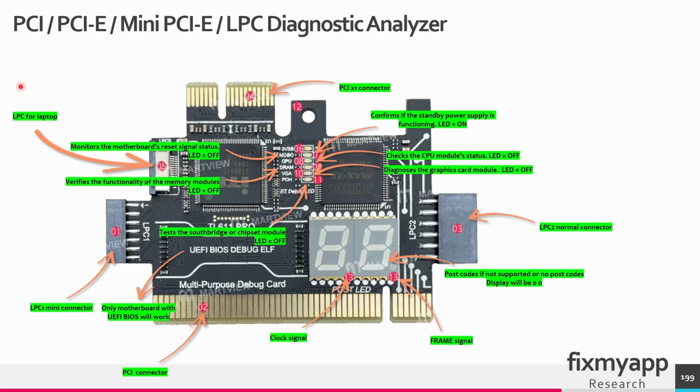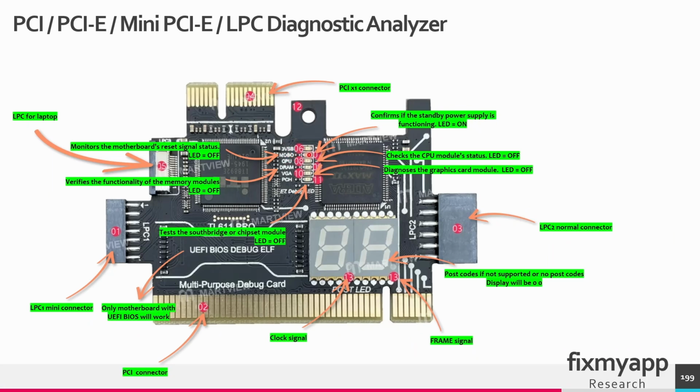And you can also connect the LPC from the laptop with a ribbon cable to this connector. With this analyzer you can show the postcode, you can show the clock signal and the frame signal. The frame signal is used by the LPC protocol. You can also see the debug LEDs. If there aren't any postcodes, it will display 00. With these LEDs, you can diagnose the motherboard.